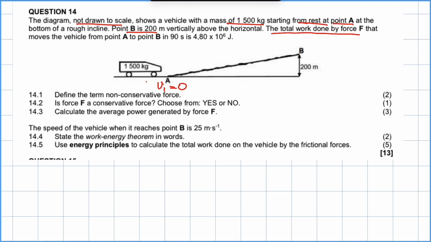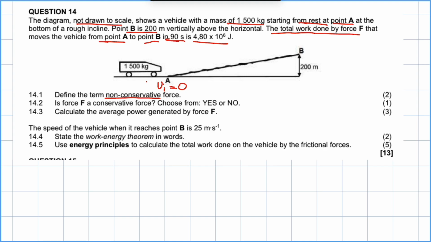Then we are given the total work done by force F that moves the vehicle from point A to point B in 90 seconds is 4.8 times 10 to the power 6 joules. Okay. The first question, define the term non-conservative force. A non-conservative force is a force for which the work done in moving an object between 2 points depends on the path taken.